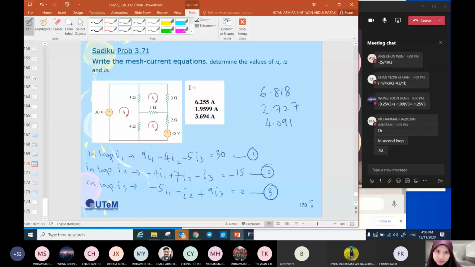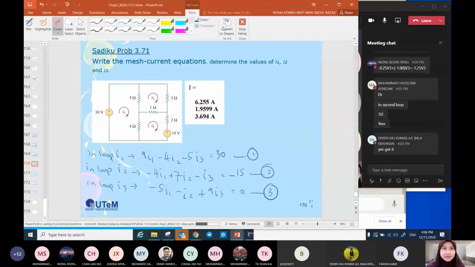Class, everybody get the answer? Good. Mesh analysis is very easy. Okay. Now we notice that model is quite challenging because lecturer cannot find the exact answer. The lecturer is herself. Okay.